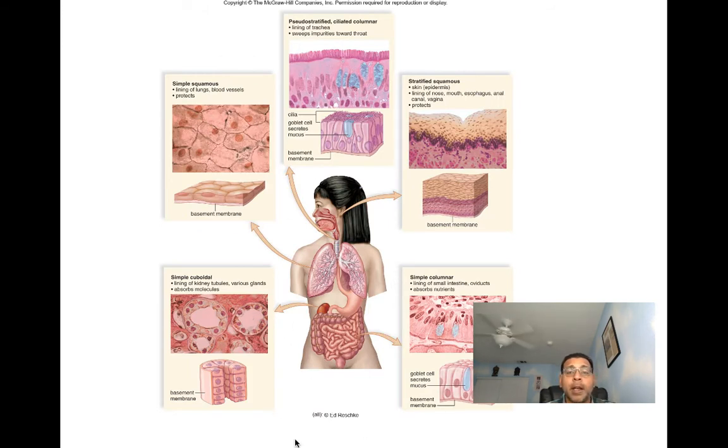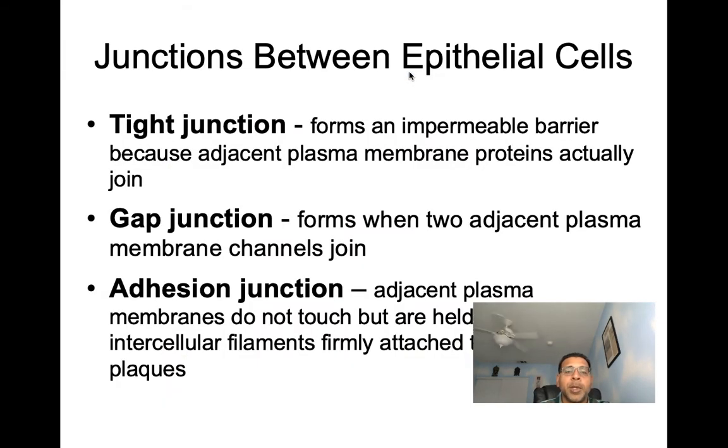So you can see it's found almost everywhere in the body. Now, before we take off, let's talk about junctions between epithelial cells. We have three different types of junctions we can find in between our epithelial cells.